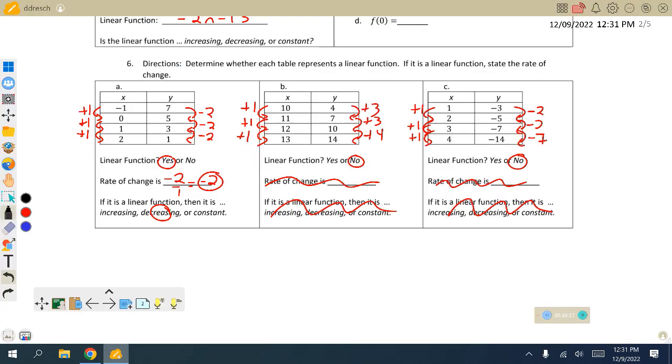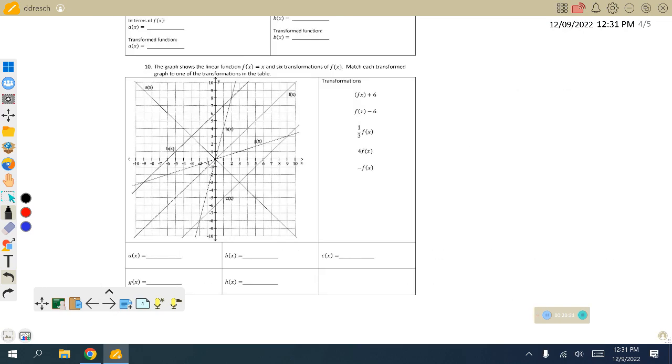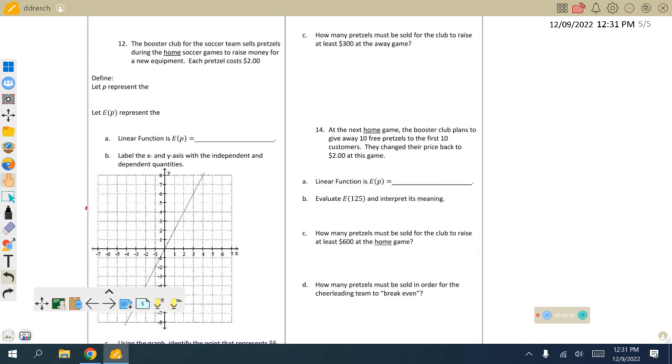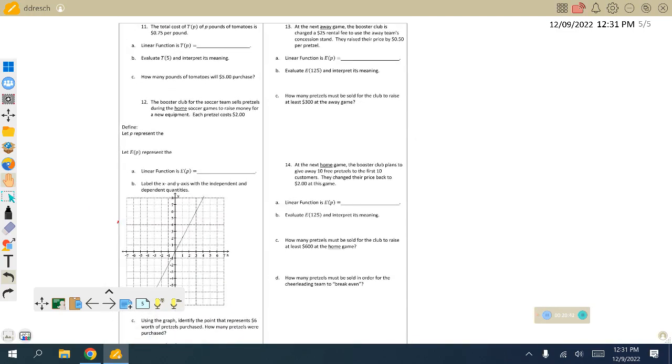Let's see if we can find one like that. So let's go back. Let's look at the back side of your test review, because I'm pretty sure that's kind of where it goes right to. Okay, on the back side of your test review, this is where it's at. Okay, let's do a few of these while we're here. Let's do that number 11 to start off with.